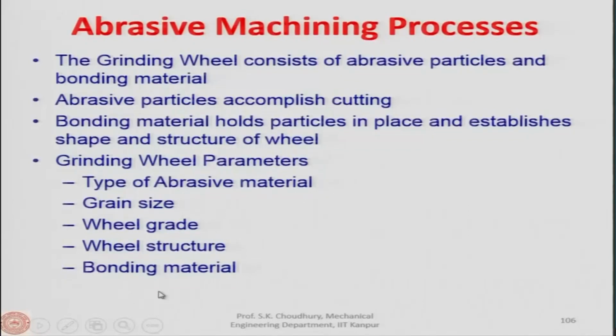It depends on what kind of grade the abrasive wheel has, or what kind of a structure the abrasive wheel has, or what is the strength of the binding material, or what is the bonding material that is used to fabricate the grinding wheel. So, all these 5 factors including the bonding material will have the performance of the grinding wheel defined. Let us see one by one. Type of abrasive material.